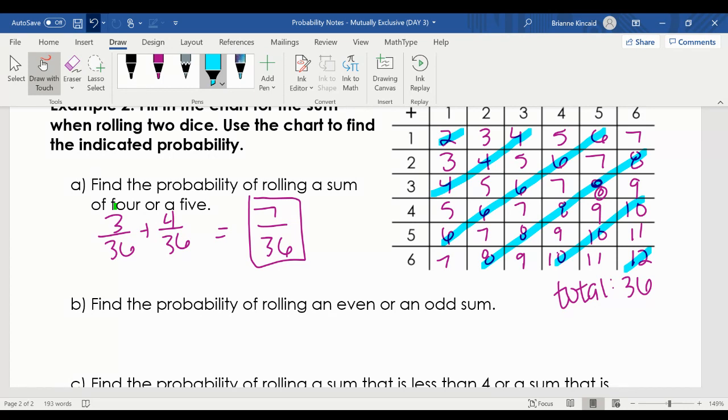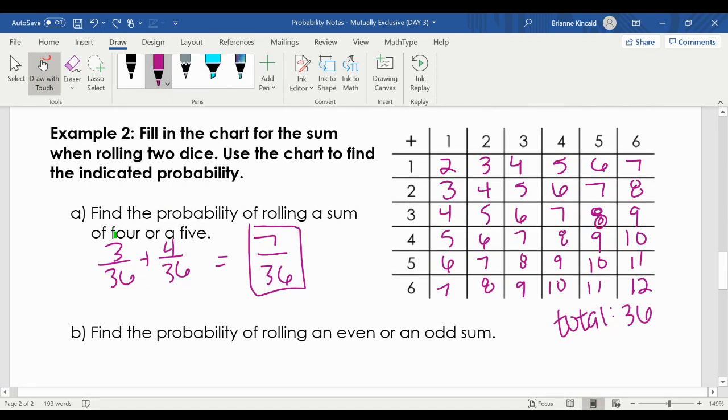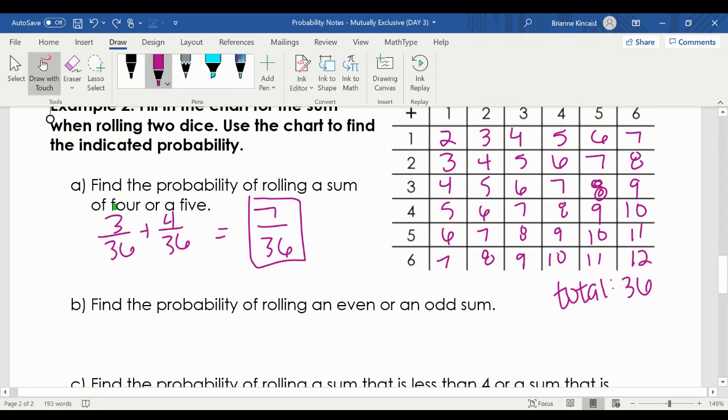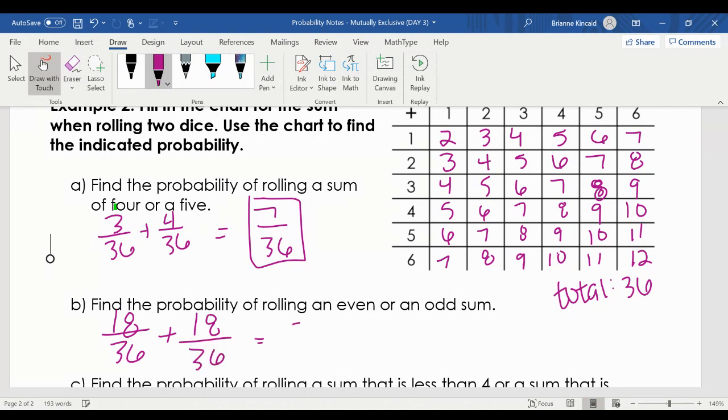So basically what we're going to do here is add them all up together. I have 18 even numbers. And I have 18 odd numbers. This is going to give us 36 over 36, which is a probability of 1, which makes sense because you only have two options here, even or odd numbers.